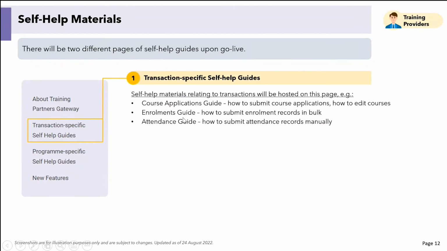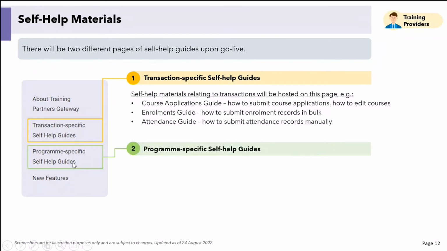Transaction-specific self-help guides will be those that are very related to how to perform the transactions on TPGateway. These are meant to be very generic, no matter which agency the TP is transacting with, SSG, IMDA, IBF, or WSG, they will be able to use this set of transaction-specific guides to run through how to use the functions on TPGateway. Okay, so these are meant to be generic.